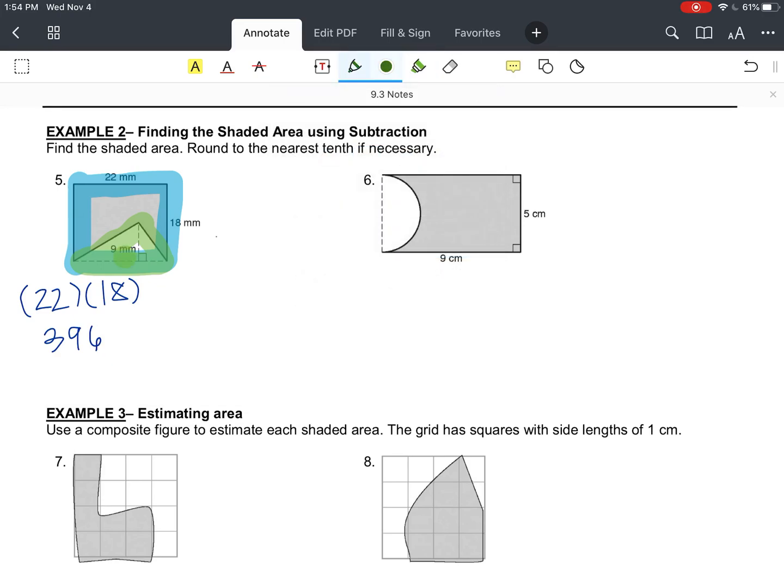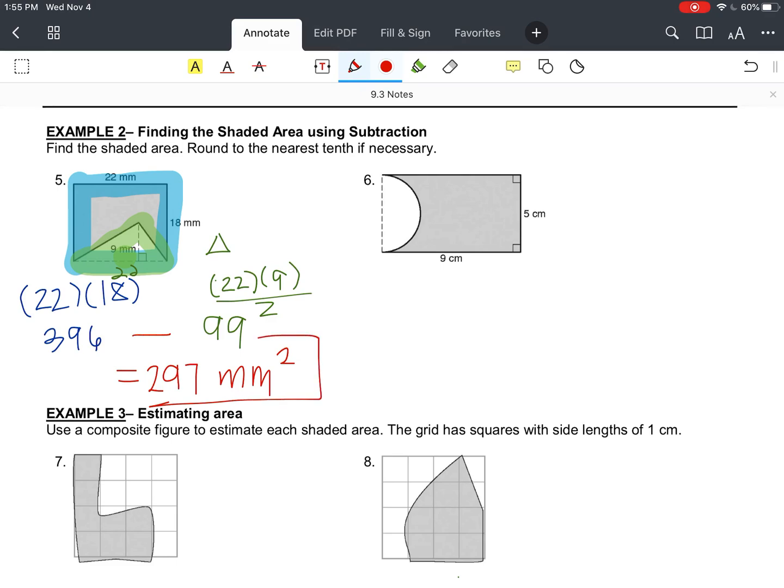Now I have to find the area of my triangle. Well, the area of the triangle, the base is 22. So base is 22. My height is 9. And then remember to divide by 2. 22 times 9 divided by 2 is 99. So I can do rectangle minus the area of the triangle, and I'm going to get 297 millimeters squared.